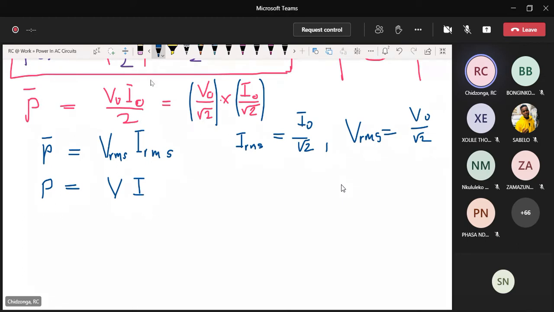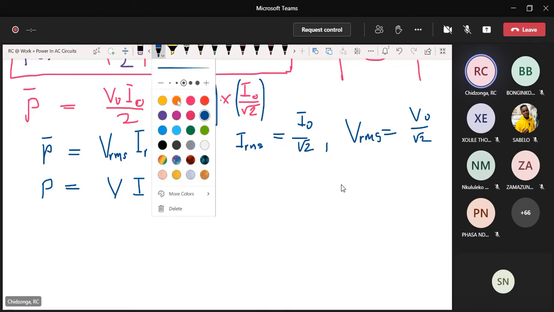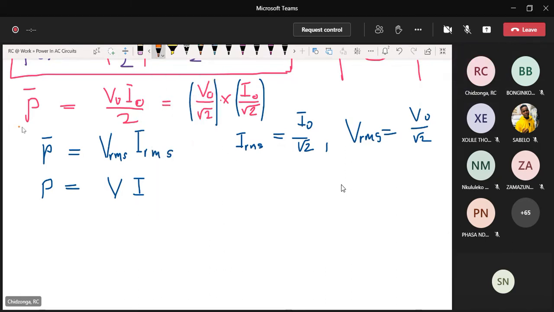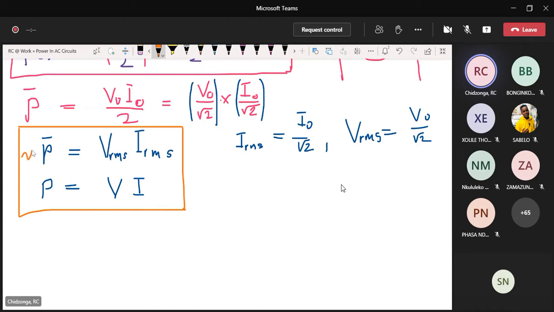We have these two equations, all right? Let me do it like this nicely. The top one is AC, and the bottom one is DC. You see that? So, what am I saying?